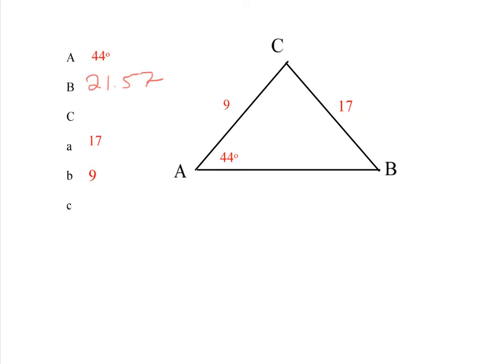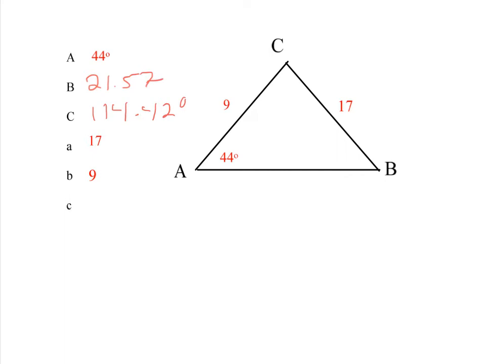Okay, now that we have angle B, go ahead and subtract the 44 and the 21.57 from 180, so we can come up with angle C. Very good. We find that angle C is 114.42. Okay, so now we're just going to use law of sines one last time.